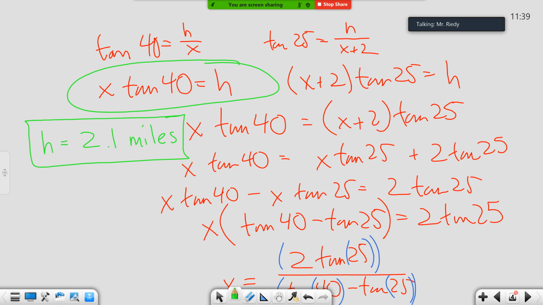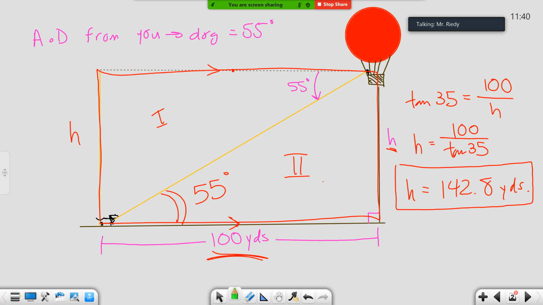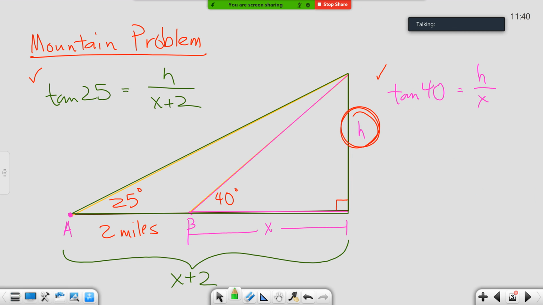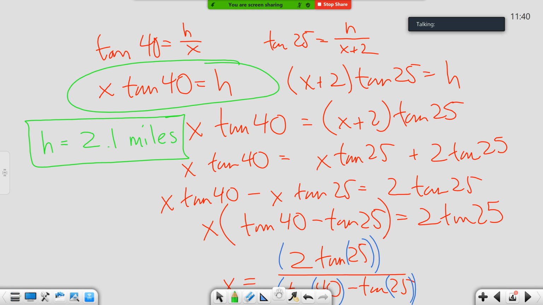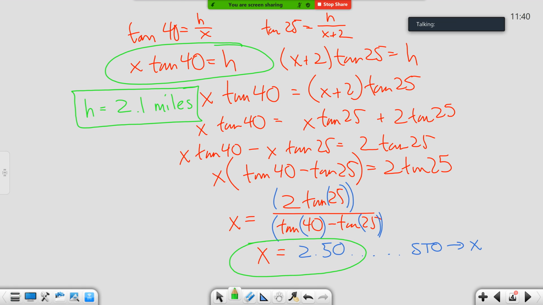The last thing I'm going to do is ask myself, is that a reasonable answer? If I go back to the original problem, if this is 2 miles and these are like 40 and 25, is it reasonable for a mountain to be 2.1 miles high? Probably. Is it reasonable for us to be 142 yards up in the air in a hot air balloon? Yes. If you solve this and you get something like 347, you probably did something wrong. You're not going to get a mountain that's 300 miles tall. So there is a little bit of real world involved in this. Any questions on this approach? We're good?